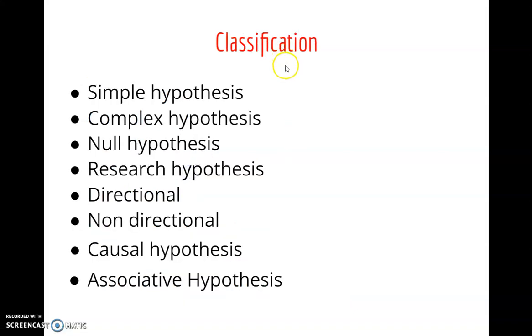And what is the classification of hypothesis? This is a very important aspect when you write hypothesis. So we can pair it like this: simple and complex hypothesis, null and research or alternate hypothesis, directional and non-directional hypothesis, causal and associative hypothesis. So we have 8 types of hypothesis, that is simple and complex, null and research, directional and non-directional, causal and associative hypothesis. We will look into it one by one.